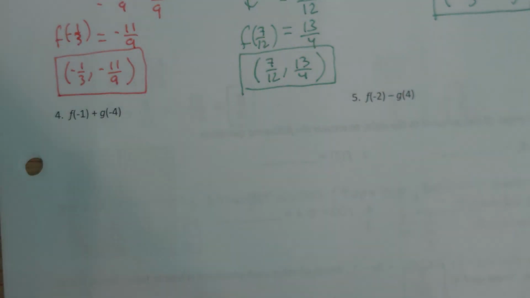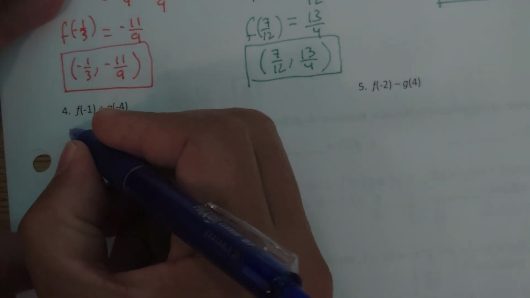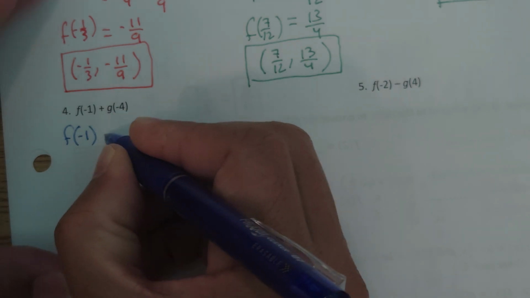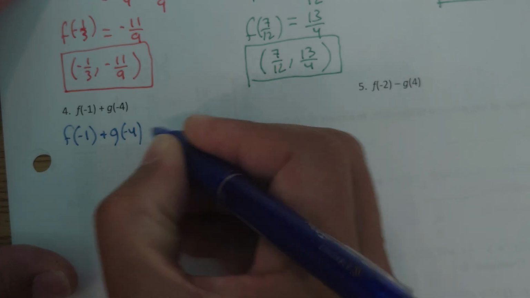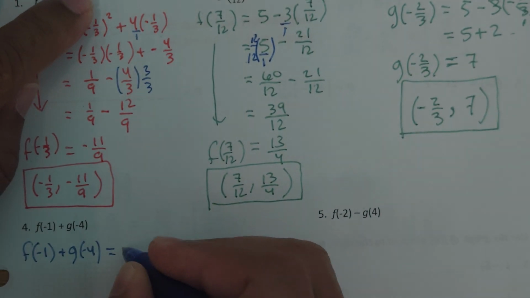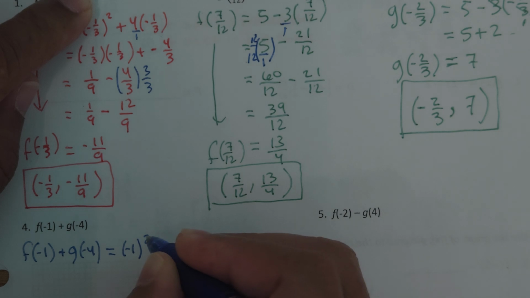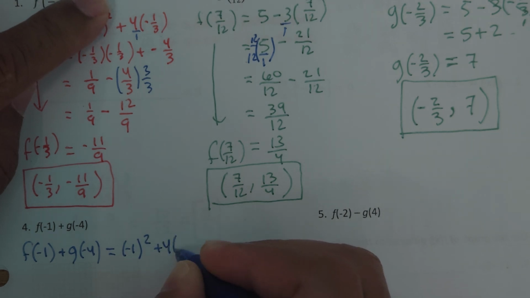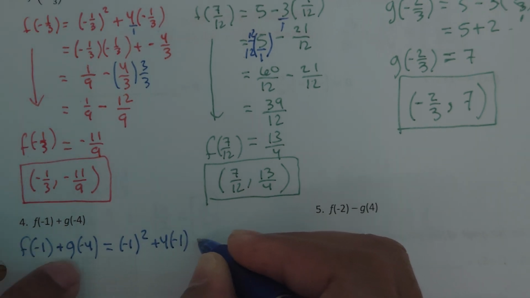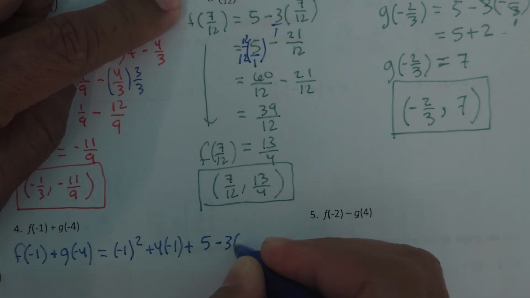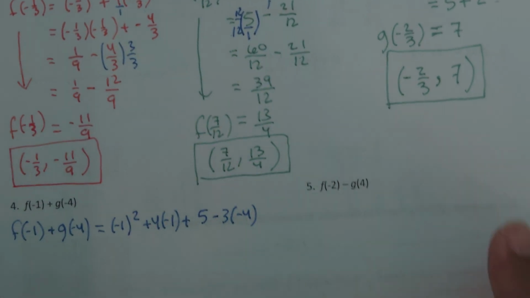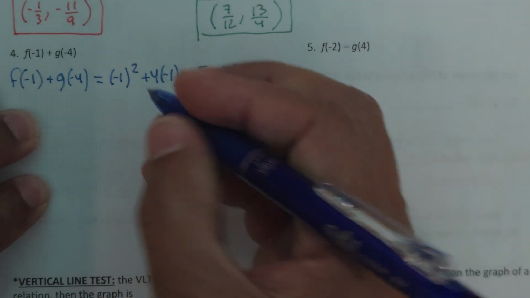Okay, so then what I'm going to say is that f of negative 1 plus g of negative 4 is equal to, I'm going to look at this function, so that's negative 1, square it, and then plus 4 times negative 1, and then it says add, so plus g of negative 4, so I'm going to go to g, and this is 5, and let's see for this one, minus 3 times negative 4. So this one is a little bit long, but watch, see if you can follow the process here.